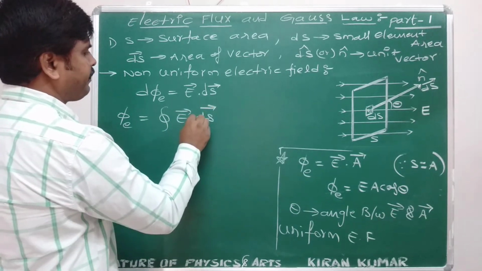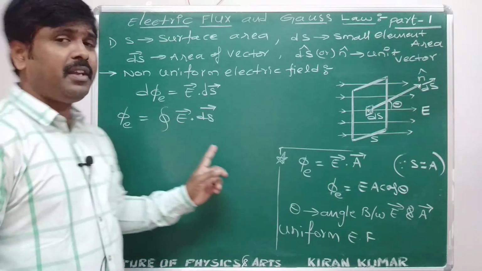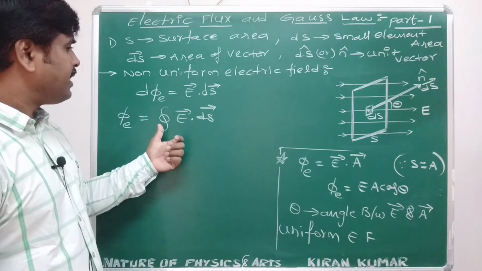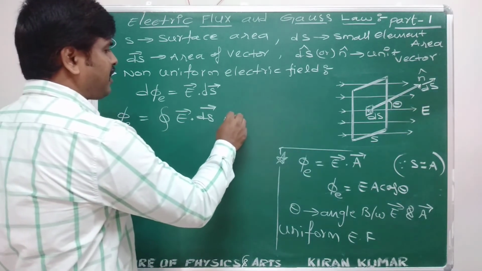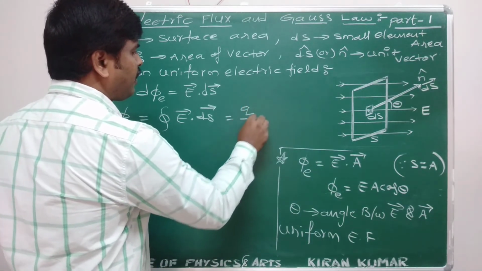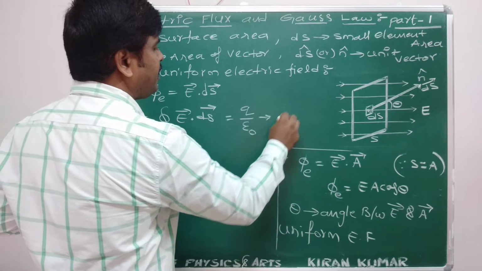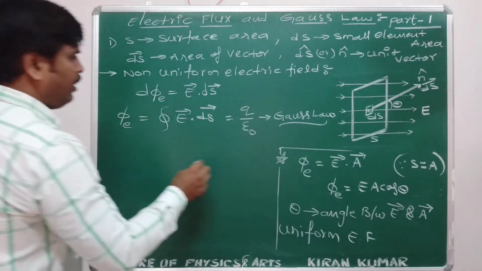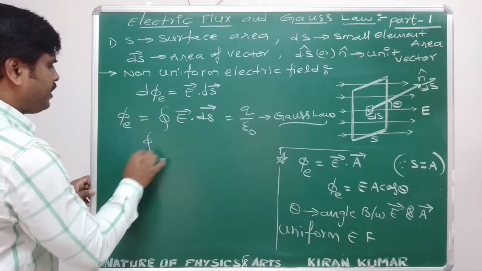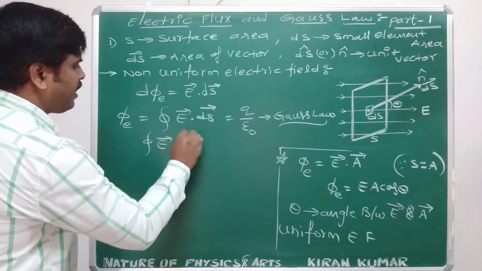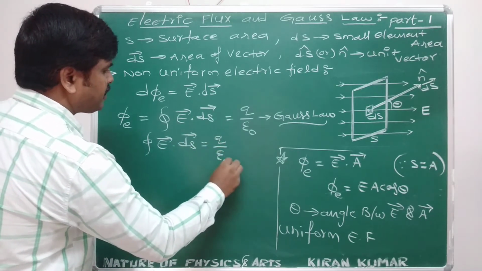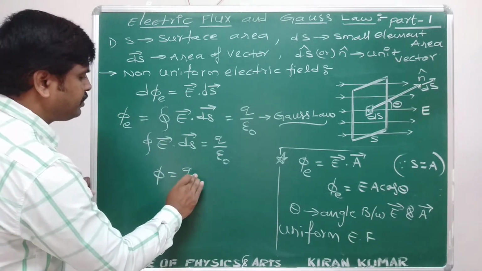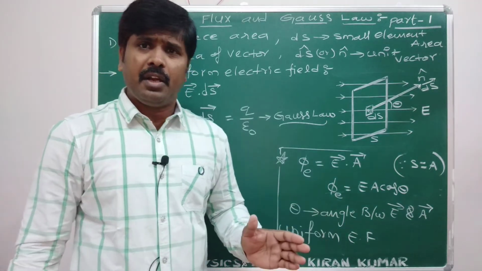So this gives the Gauss law. Gauss law states that the electric flux through any closed surface is equal to 1 by epsilon naught times the net charge enclosed by the surface. So we can write the closed integral of E bar dot ds bar equal to q by epsilon naught, and phi is also equal to q by epsilon naught, just modifying the equations in different ways.